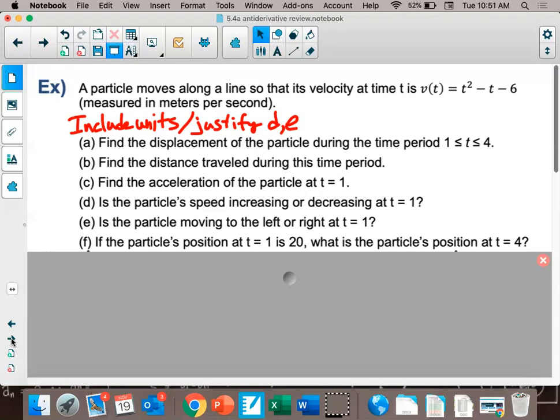All right, everyone have their window set? Go ahead and graph it if you haven't already. Call me if you have any questions. All right, everyone have a graph? Good. The first thing we're going to find is the displacement. Remember, displacement is the integral from 1 to 4 of the velocity.